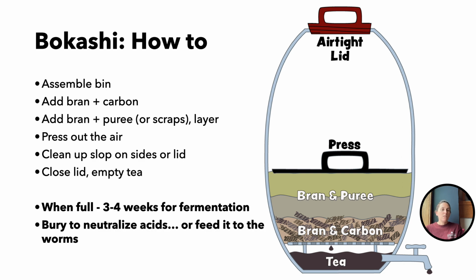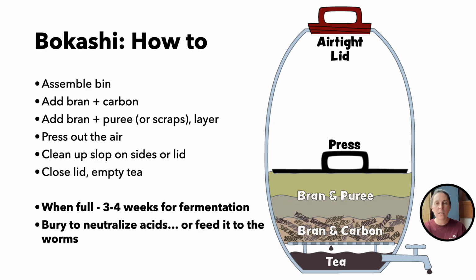And so what you do is you do this maybe once a day, once every couple days, and then when your bin is finally full, then you keep it closed for 3 to 4 weeks to ferment, and then you can go through and bury the processed goods to neutralize the acids, because remember, we had the aceto and acidogenesis that was taking place. So this is pretty acidic product here. Or you can feed it directly to your worms.